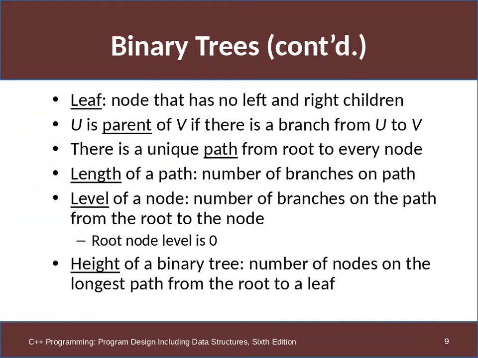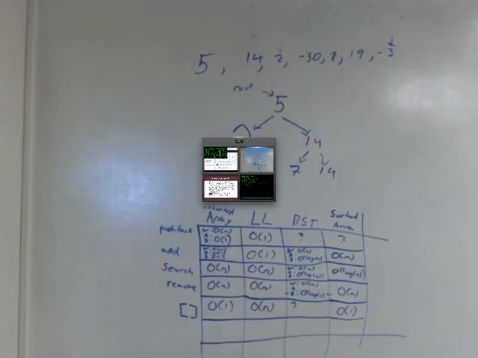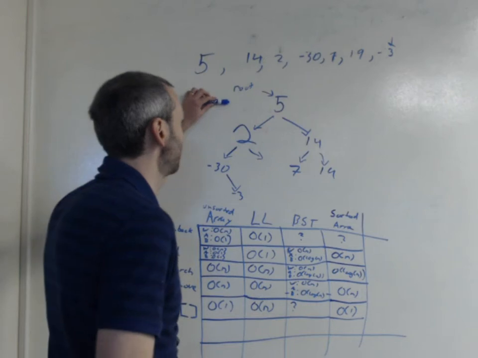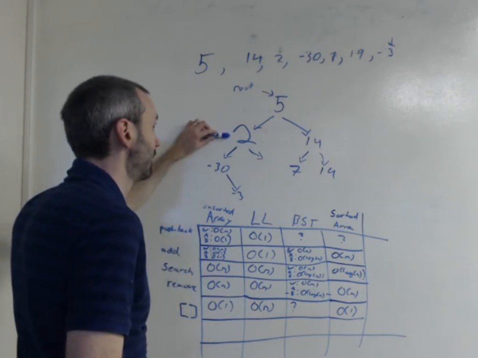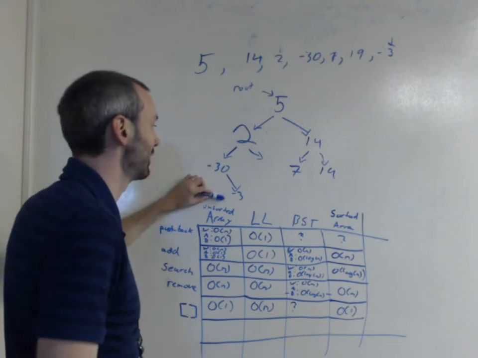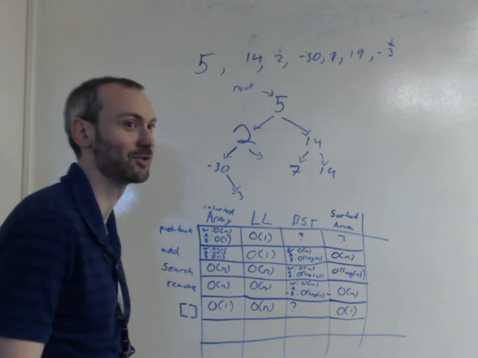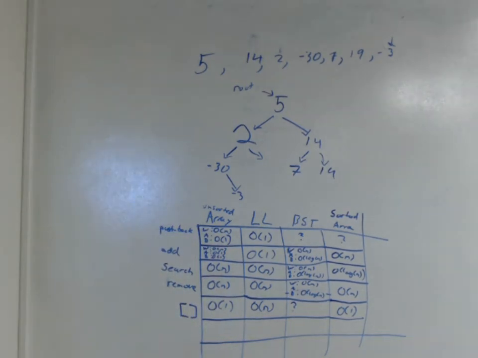Length of a path: there's a unique path from the root to every node. If you look at the binary tree, hopefully you can tell that that's the case, mainly because you start and then you go down and there's no way to loop back. The length of the path is the number of branches. Level of a node is the number of branches on the path from the root to the node. The root node is 0. So let's take a couple of looks. 5 is on level 0, 2 is on level 1, -3, 3. Okay, good. Just trying to trip you up. All right, it's early.